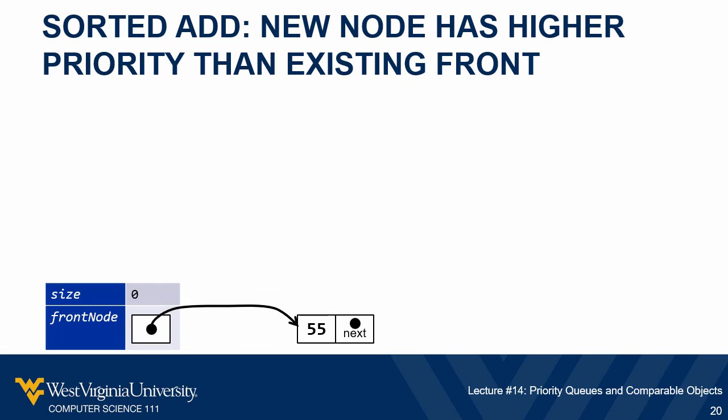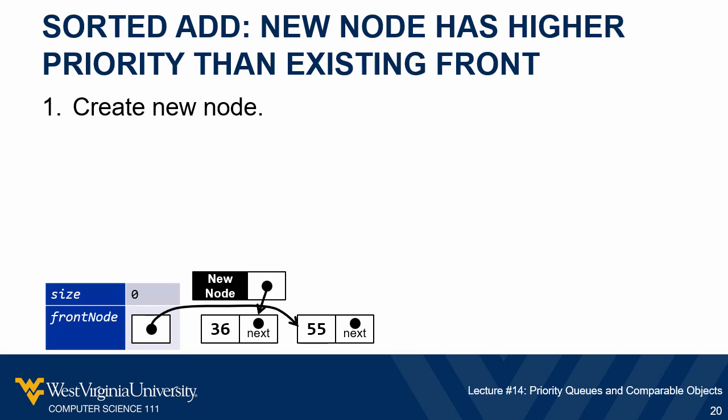Let's take a look now at the other case where our new node is going to end up being at the front of our queue. This is where it has a higher priority than the existing front node. In this example that I'm showing here on screen, we're storing integers. And we're taking the default behavior of compareTo for an integer, which basically is that a lower number we're going to interpret as being higher priority.